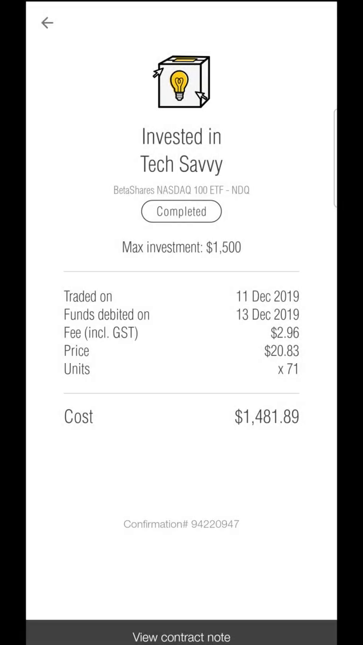And this here is my first investment using the Commsec Pocket app. I put a limit of $1,500 in. I bought 71 units of the BetaShares NASDAQ 100 ETF. I bought when the price was $20.83 with a fee of only $2.96.